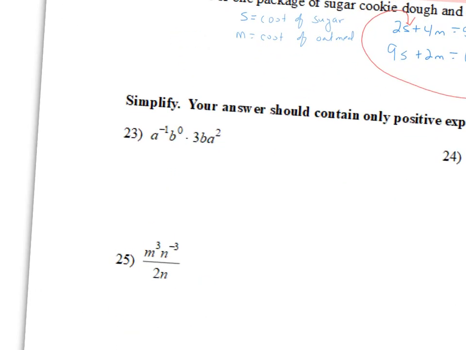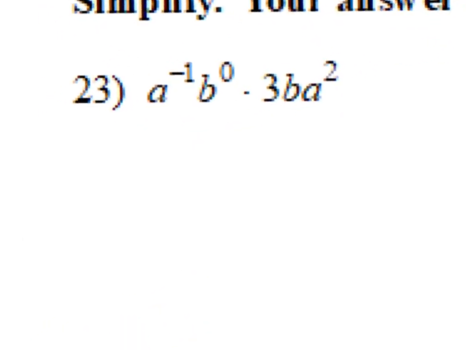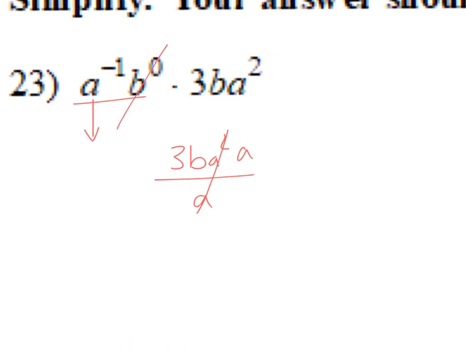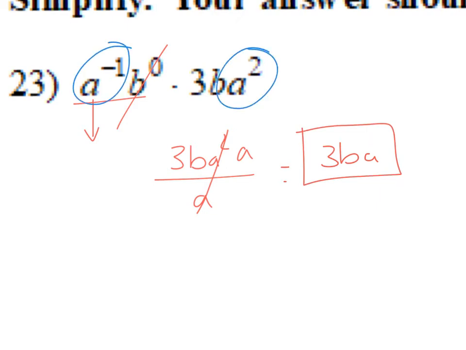All right, number 23 here. Okay, anything to the 0 power cancels out. Now technically this is a negative, so it needs to drop. So I have 3b squared on top, and I have an a on the bottom. So the a's would cancel out, and I have an a left on top. So you would just have 3b and an a. Order's not important there, just as long as you got all the parts. Now another way you could have done that is you could have just added these up. Since they're side by side, you can add, and that's still going to get you 1a left.